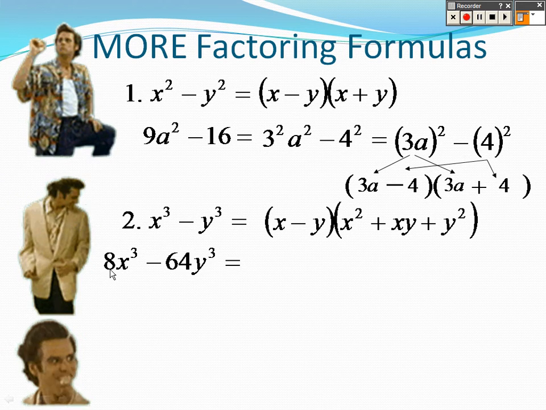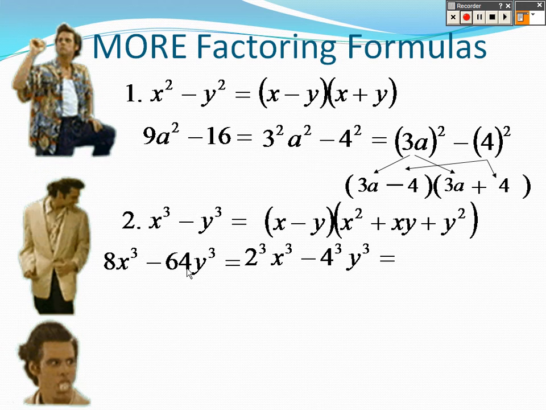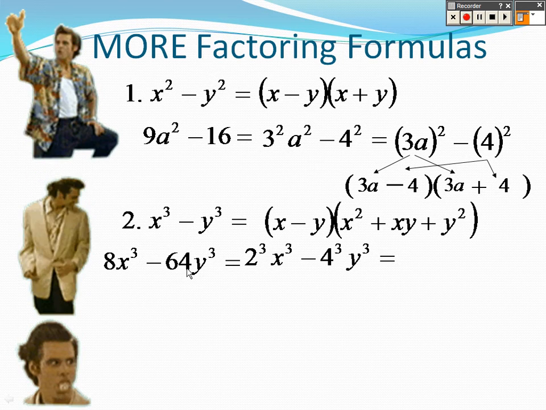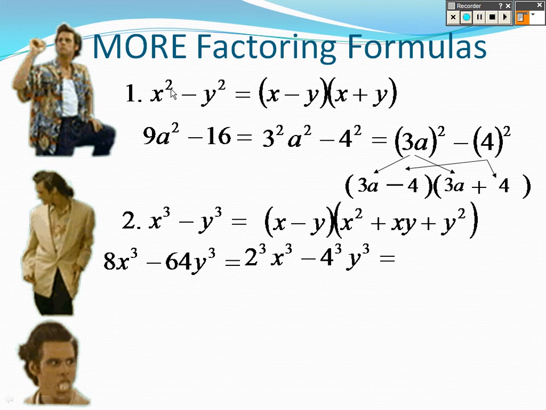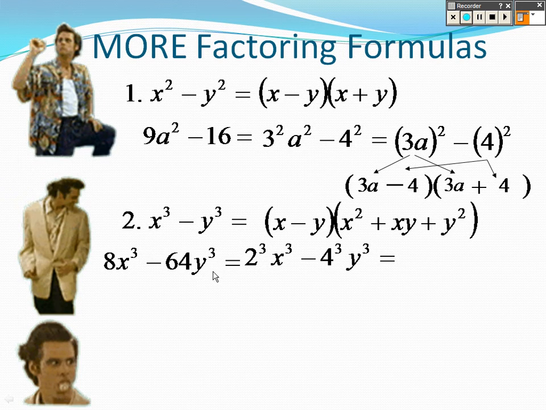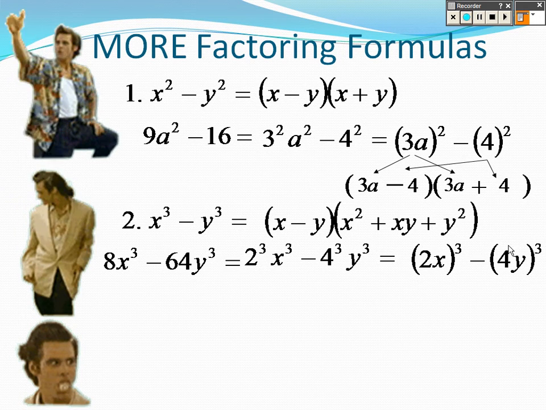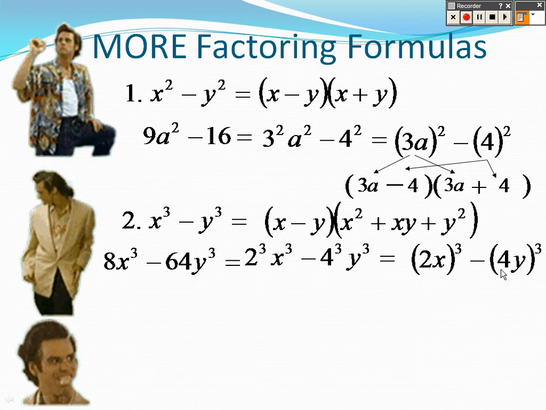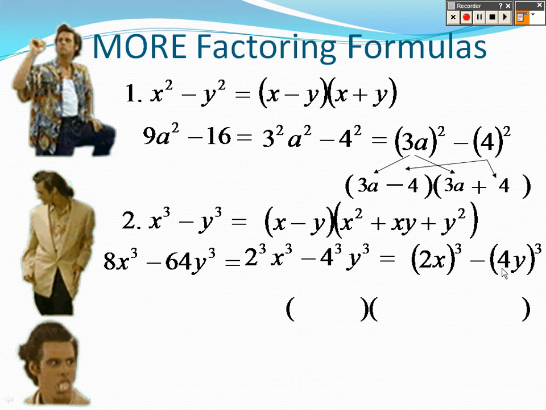So down here, can I rewrite 8 as something cubed? Yeah, I can, right? 2. 2 cubed is 8. Can I rewrite 64 as something cubed? Yes, I can. A 4. 4 cubed is 64. So really what I'm looking at is not something squared, which is what we were doing here. It's something cubed. This is 2 cubed. This is 4 cubed. And then I can group them together to get a 2x cubed and a 4y cubed. Those are your terms. So according to the formula, you take your first term minus your second term. That's what this is.